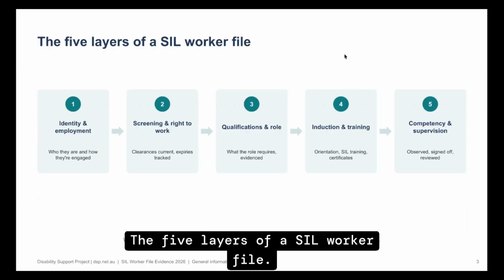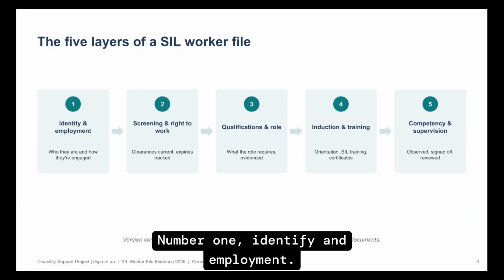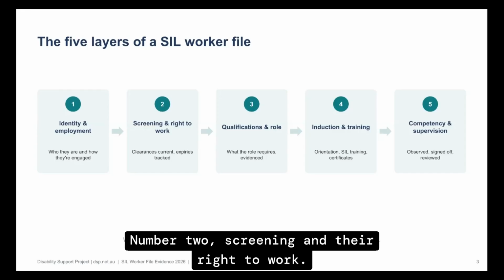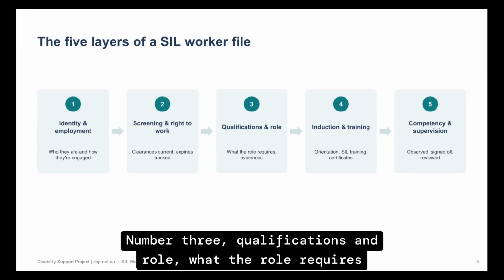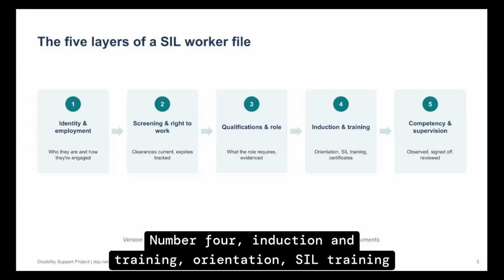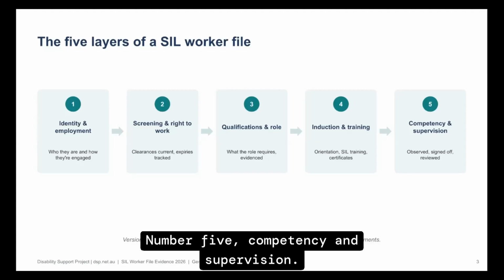The 5 layers of a SIL worker file. Number one, identity and employment. Who are they and how are they engaged? Number two, screening and right to work. So current clearances, expiries tracked. Number three, qualifications and role. What the role requires, evidenced. Number four, induction and training. Orientation, SIL training and certificates all required. Number five, competency and supervision. So observed, signed off and reviewed.